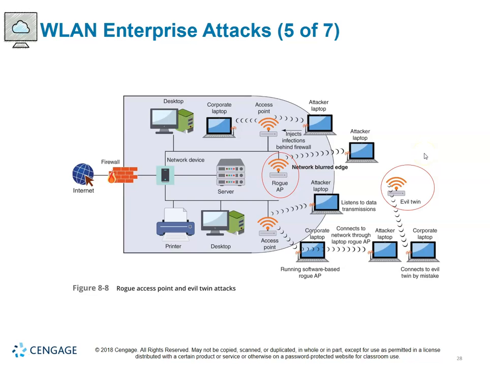So here's a rogue access point with evil twin attacks. Here's our traditional network, here's our firewall, here's the internet. Here are a couple of legitimate access points, but here's a rogue AP, rogue access point. So we have attackers that can inject behind the firewall through these access points, or through this rogue AP, through this network blurred edge here, we can have an attacker connect. Here's an evil twin over here, so we have a legitimate corporate user thinking they're connecting to one of these access points, but in fact they're connecting to this evil twin that is posing as this access point.